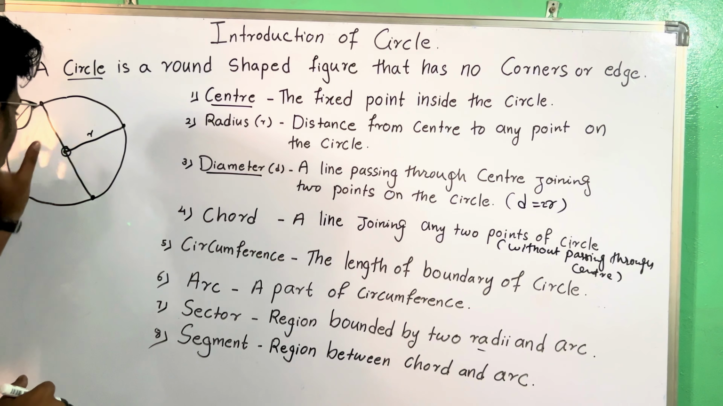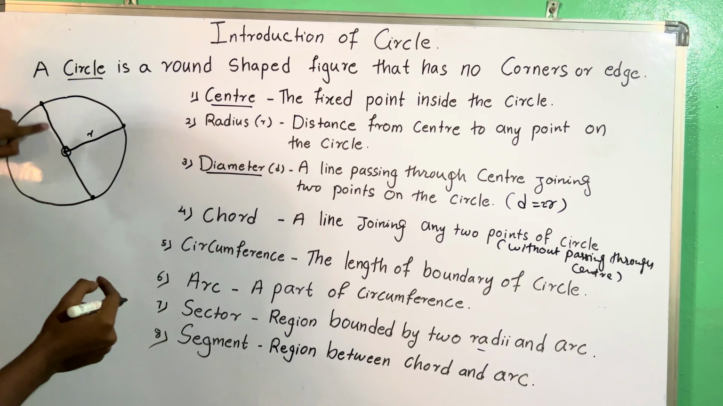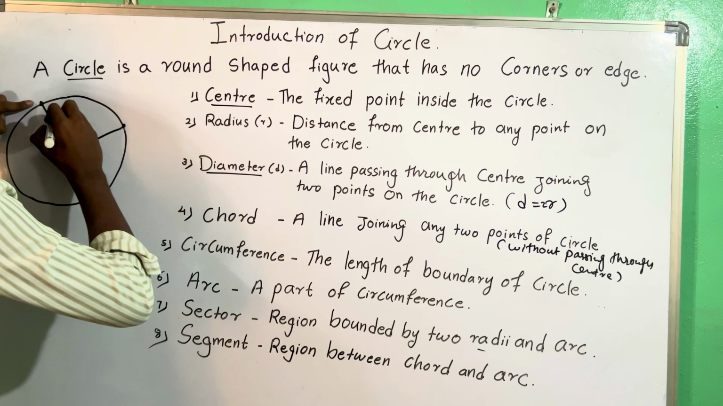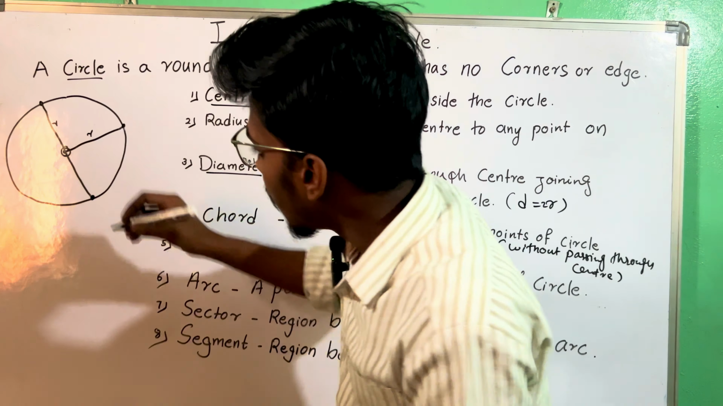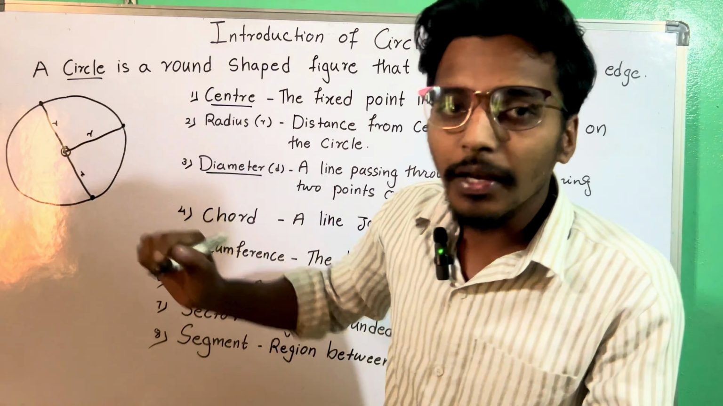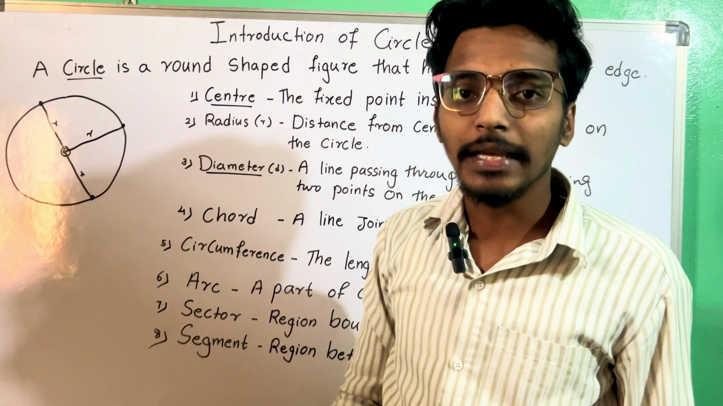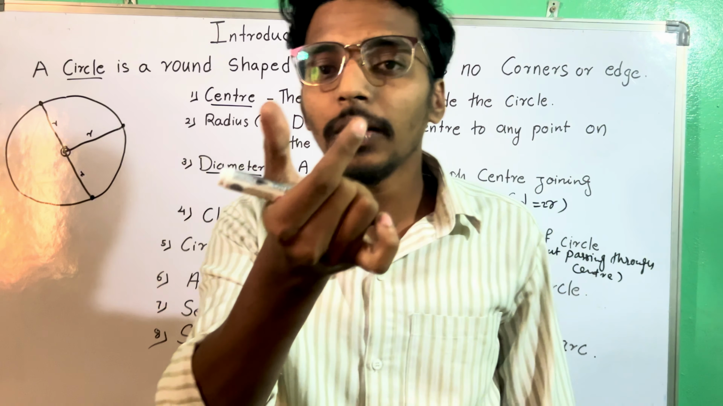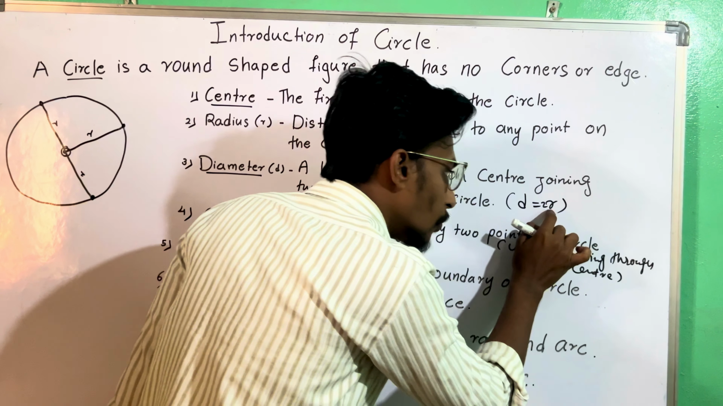You can see in this diameter, what is the radius? Distance from center to point on a circle. This one is a radius. Distance from the center to point on a circle, this is also a radius. In one diameter, you can see there are two radii. So I can say one diameter is equal to 2 radius.